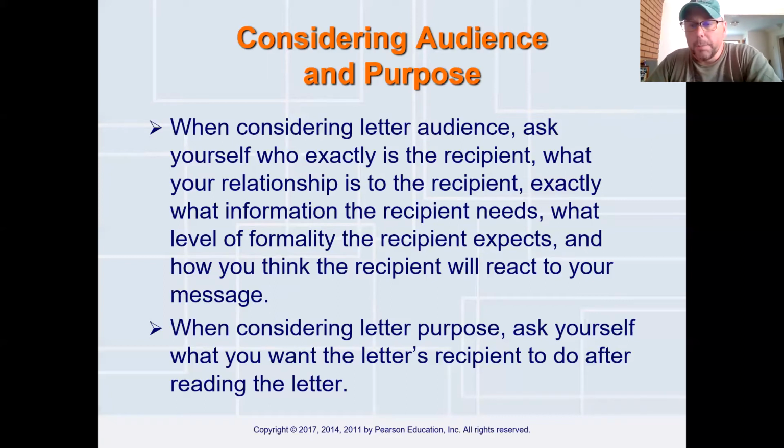When considering letter purpose, ask yourself what you want the letter's recipient to do after reading that letter. There is always a call to action, okay? You're writing that letter for a reason. And at the end of it, there has to be some kind of reasoning for why you've done what you've done, okay? Letters don't exist in a vacuum. You have persuaded or told or asked for something, and that something needs to be fulfilled.